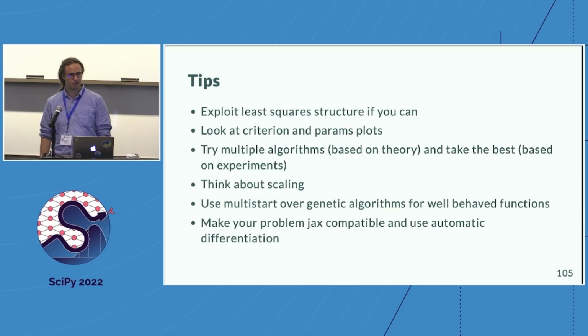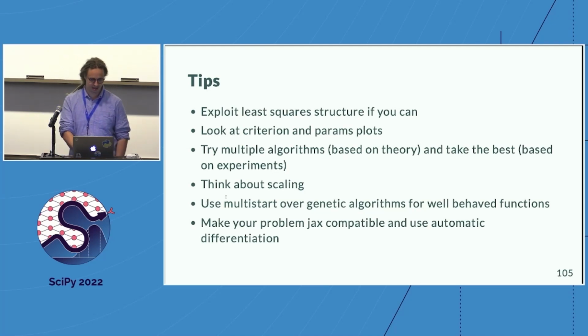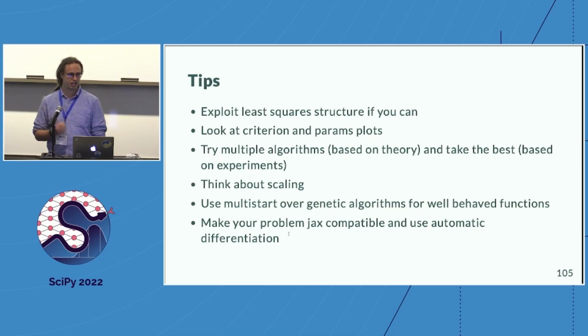Think about the scaling. So if you have a very badly scaled problem, or if you know that you have very different units, think about using scaling and either using the start parameters or the bounds method for scaling. If you have a very well-behaved function where local optimization is easy, use multi-start over global optimizers, because that's where multi-start really shines. And finally, if you can in any way make your problem Jax compatible, JIT it and get a closed form gradient, because it really speeds up the optimization process.